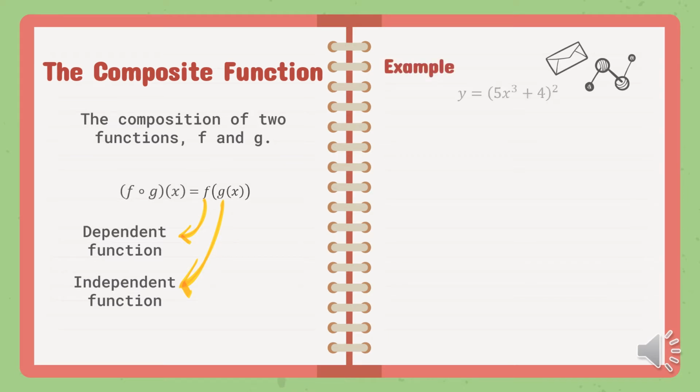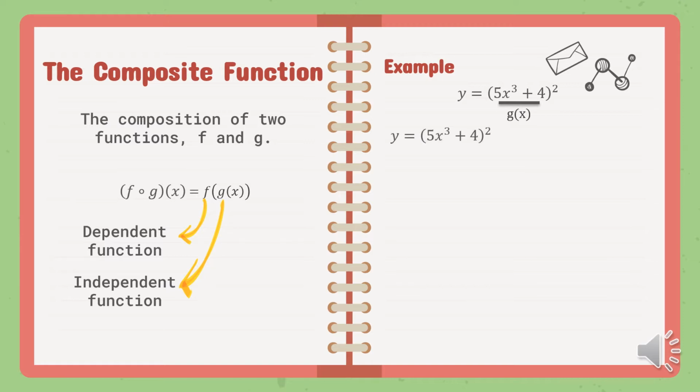For instance, we have an example: y is equal to the square of the sum of 5x cubed and 4. So, given that f of x, our g of x is what is inside the parenthesis, or the inside function, which is g of x. That's 5x cubed plus 4.